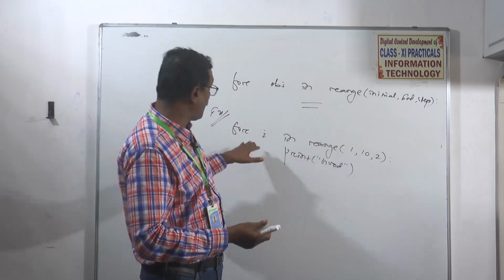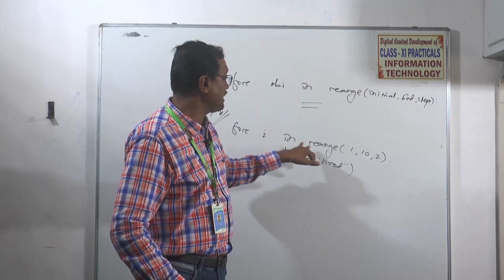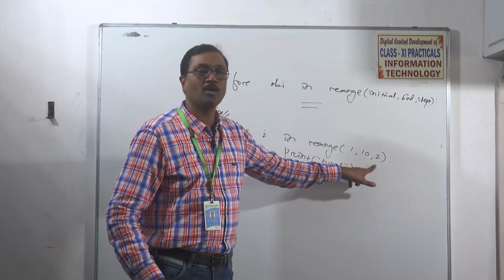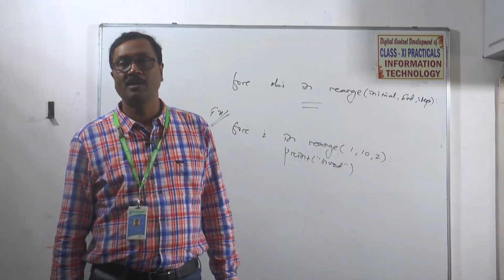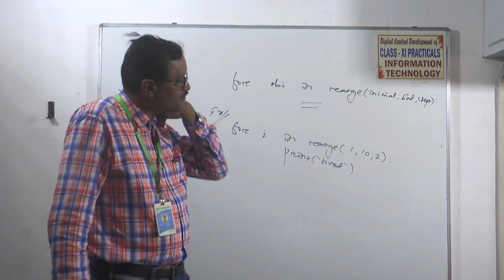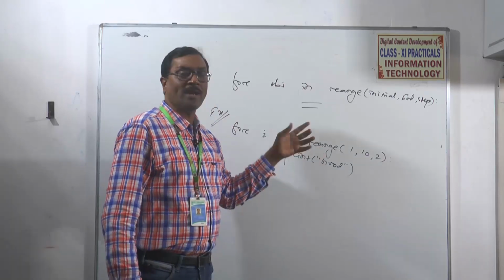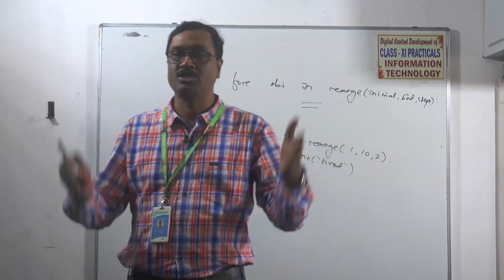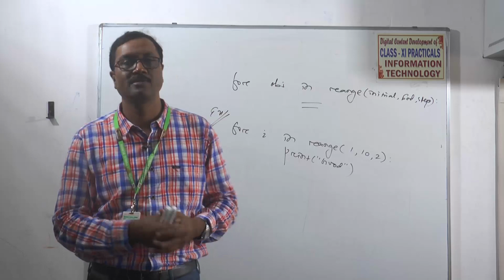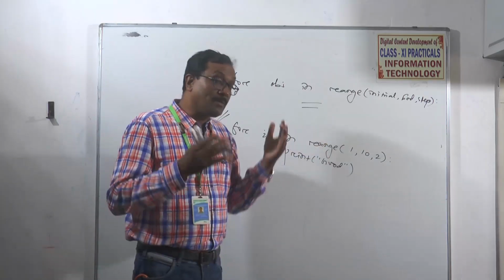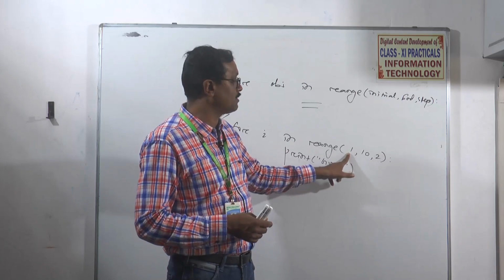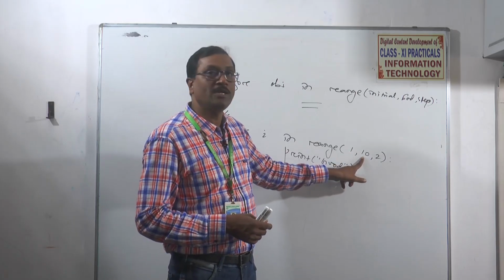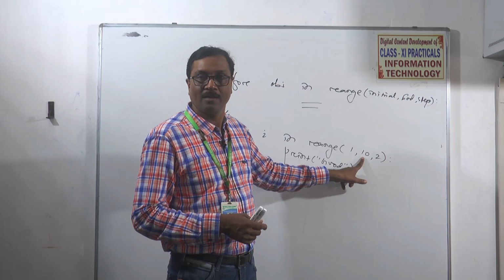Okay. So what is it doing? For i in range(1, 10, 2). Actually, range is a function whose work is to make a range, a list-type thing or a sequence, based on the starting value. This is the starting value, 1. It will go up to 10.